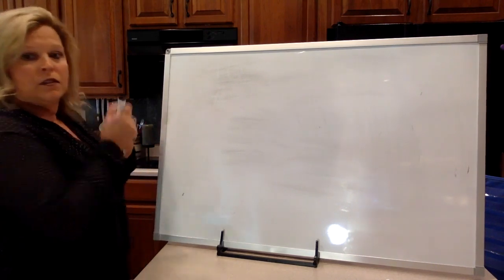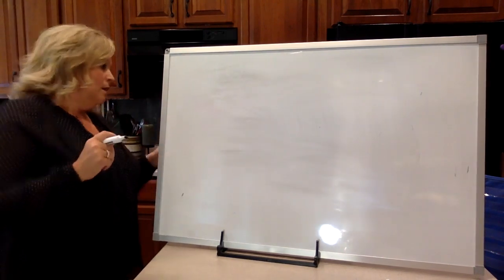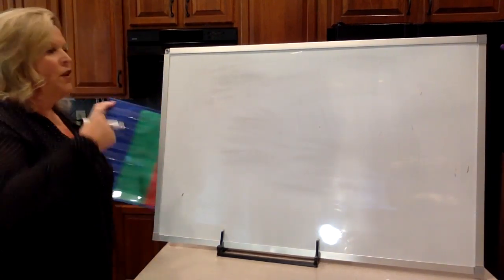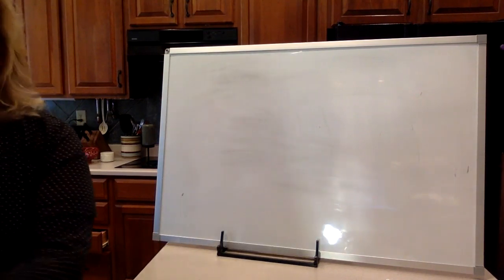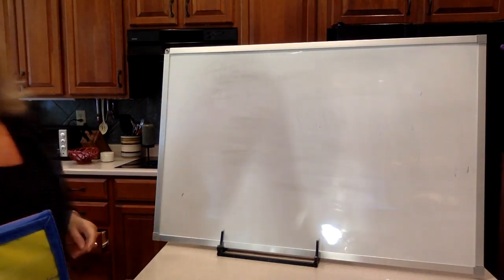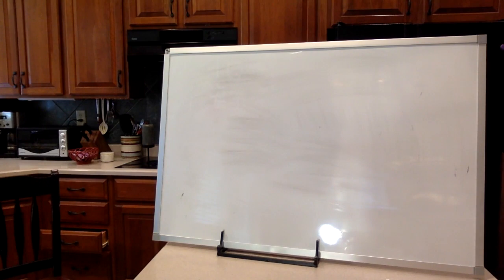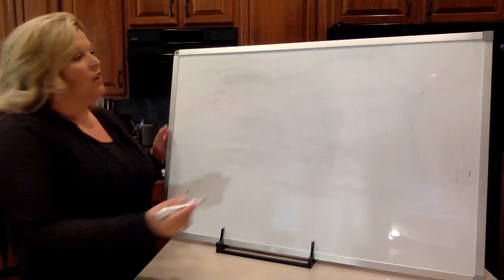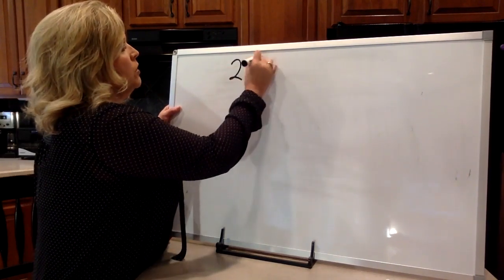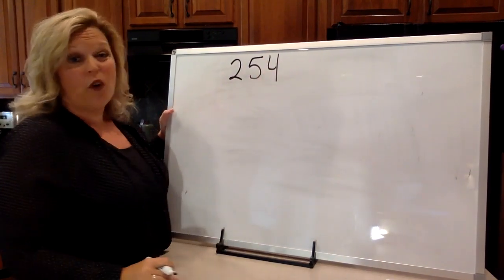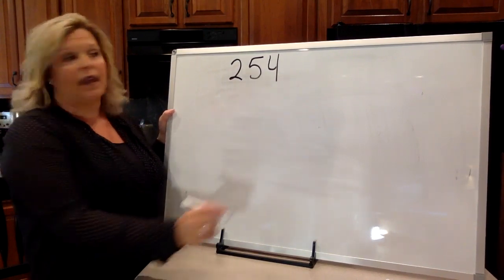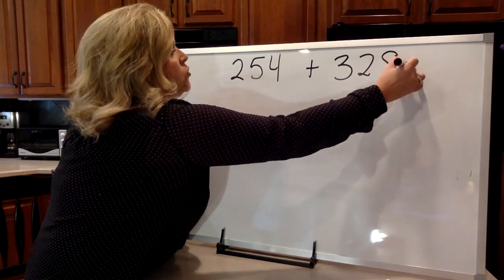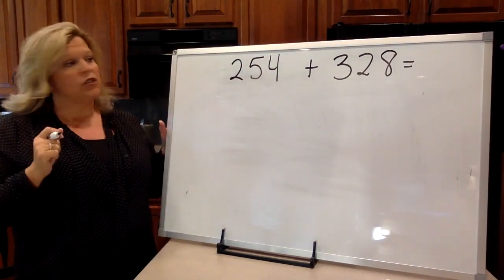All right, here we go. So we're going to get harder. We're going to take some numbers and we're going to add them together. We're going to take 3-digit numbers because it's going to get harder, right? You learned a lot in 2nd grade. So we're going to do 254. That's a big number. Take a minute to look at that. Plus 328. Let that soak in for just a minute.